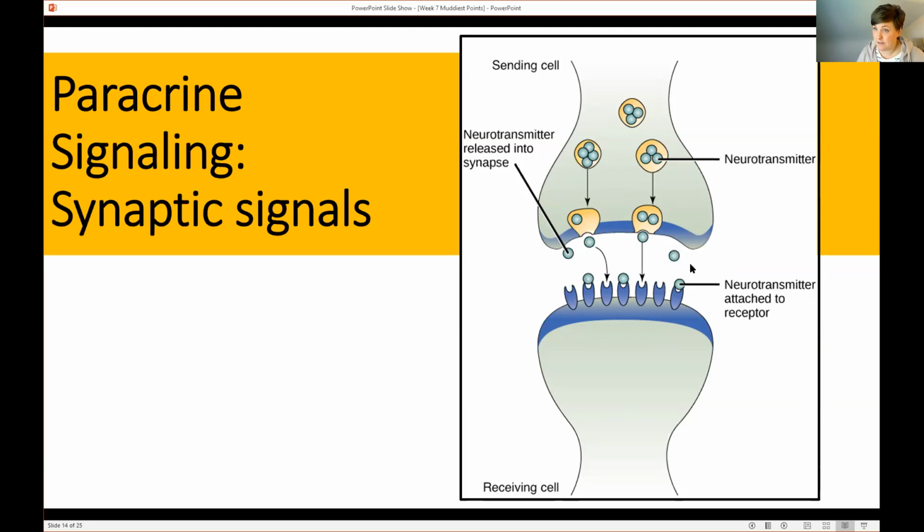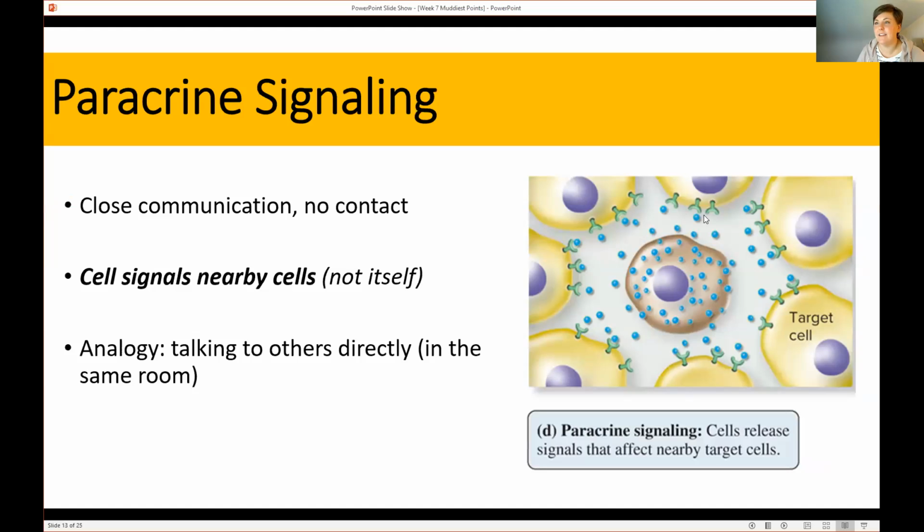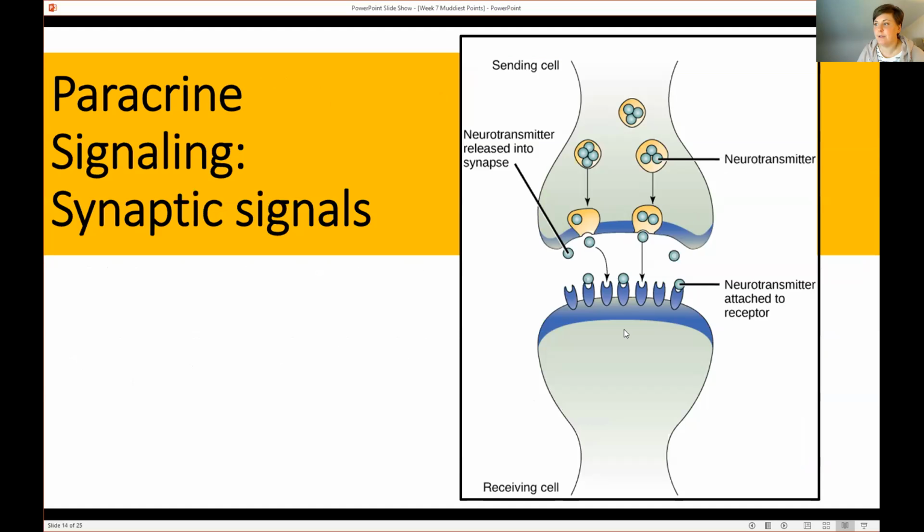A small space. These cells are close by. And so when this message is received by a close by cell, that's paracrine signaling. Again, that's characteristic of one cell communicating a message to close by cells. All right. Okay. So synaptic signaling, neuronal signaling, is paracrine signaling.